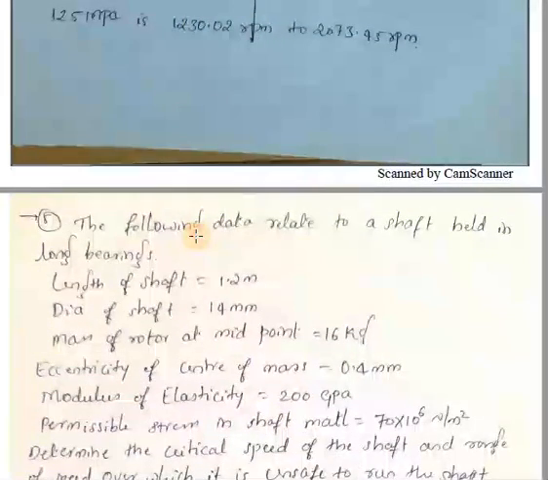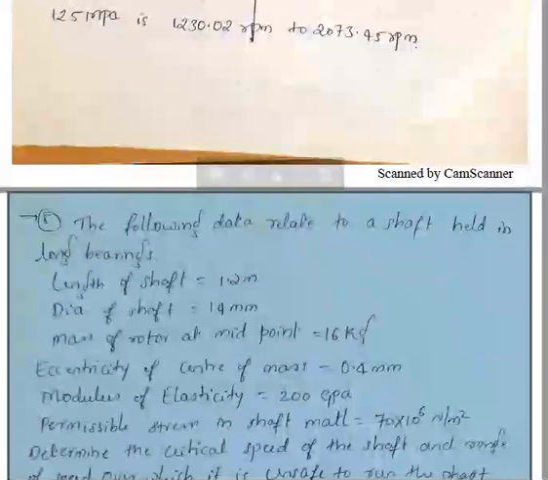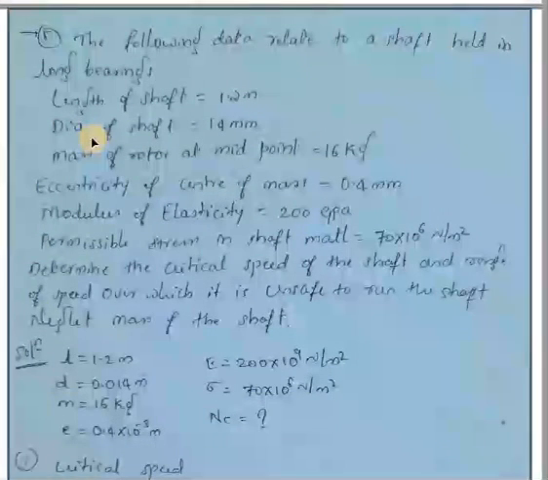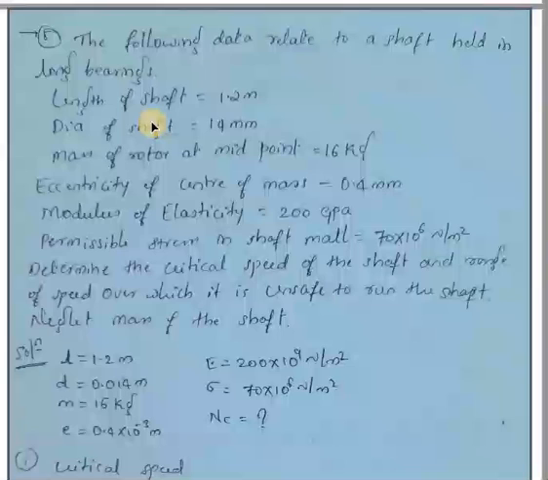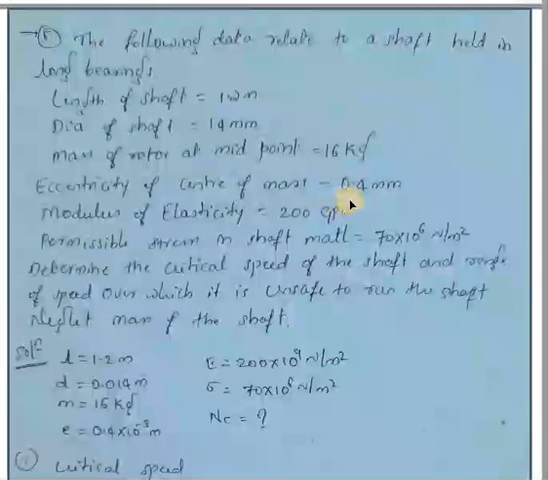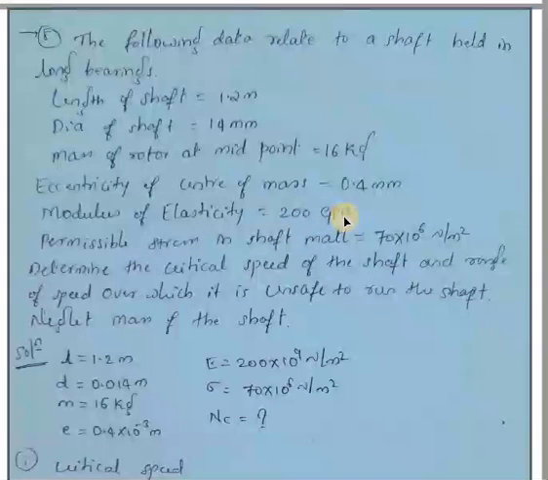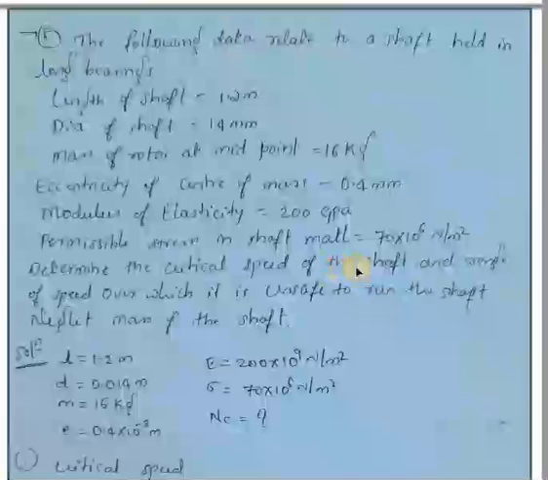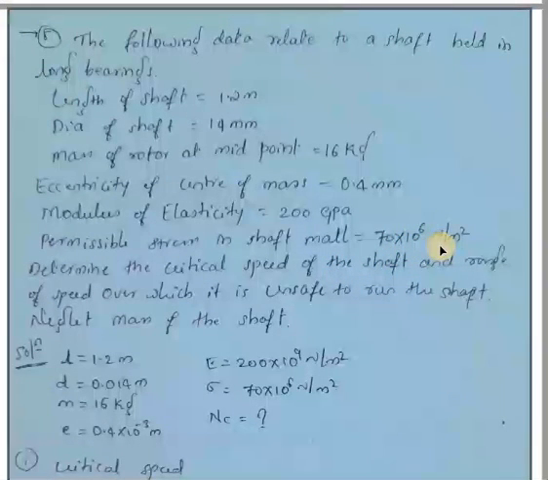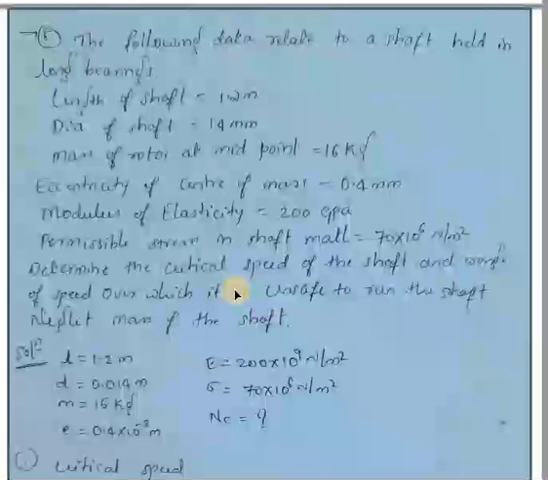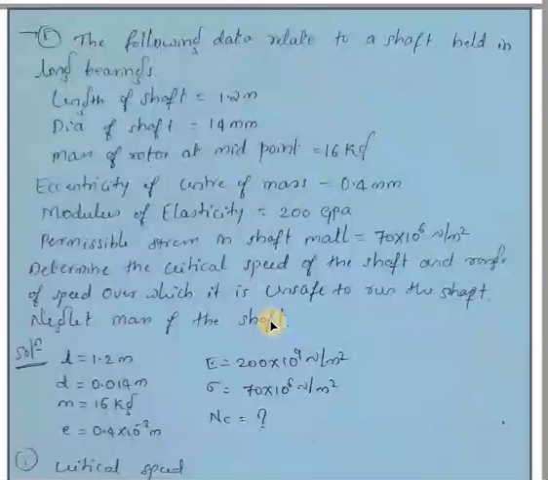Then moving further, the following data relate to a shaft held in long bearings. Length of the shaft is 1.2 meter. Diameter of shaft is 14 mm. Mass of rotor at the midpoint is 16 kg. Eccentricity of center of mass is 0.4 mm. E is 200 gigapascal. Permissible stress in the shaft material is 70 into 10 raised to 6 Newton per meter square, that is 70 megapascal. Determine critical speed of the shaft and the range of speed over which it is unsafe to run the shaft. Neglect mass of the shaft.